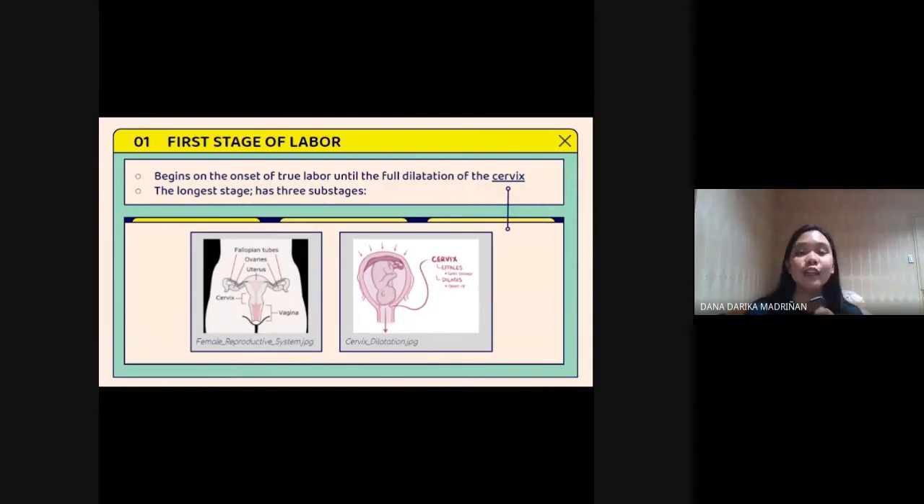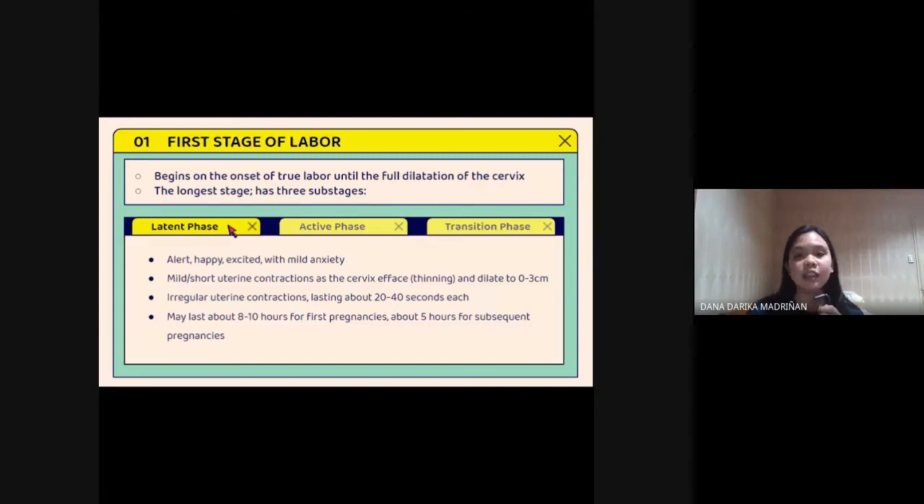At dahil ang first stage po ng labor ay tinatawag ding dilatation stage, ang ibig sabihin po nito ay numinipis at lumalaki po ang cervix in preparation for the delivery of the baby. The first stage po ng labor is also the longest stage, lalo na po pag first time mommies po. Maaaring ito po ay tumagal ng 13 to 18 hours, and this is further broken down into three sub-stages: the latent or early phase, the active phase, and the transition phase po.